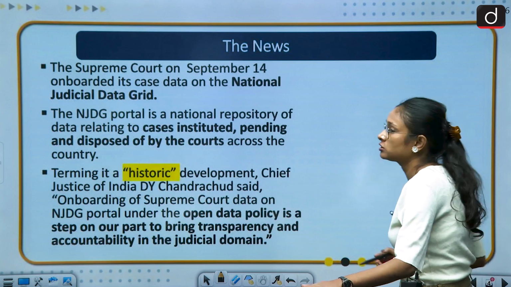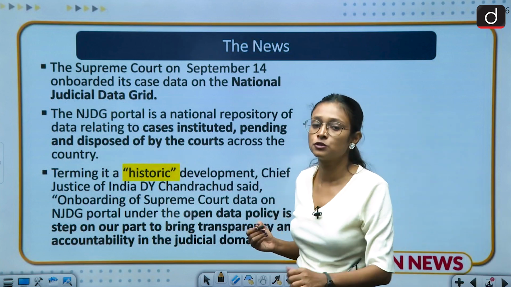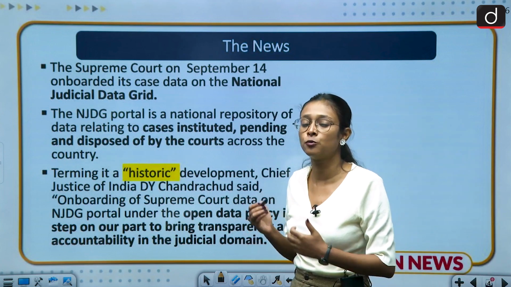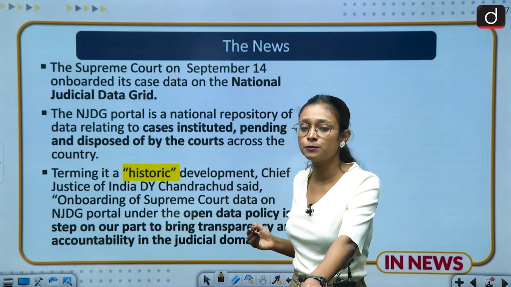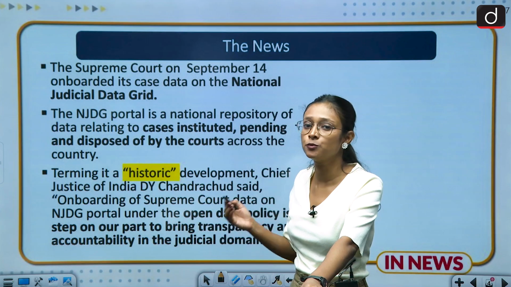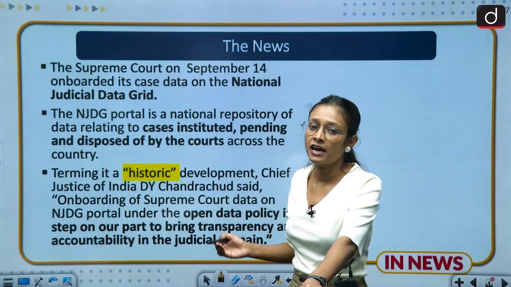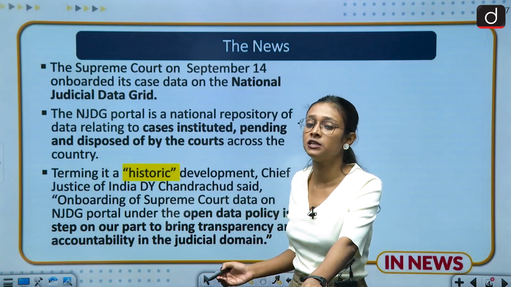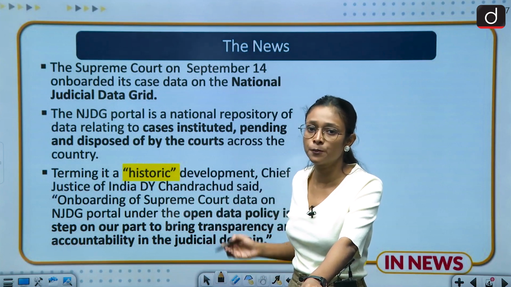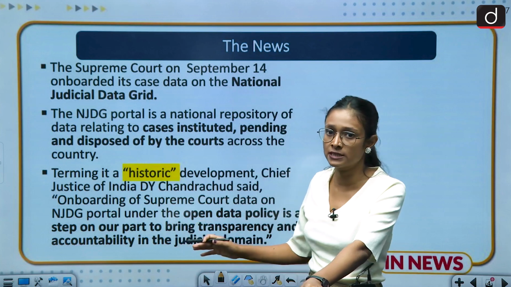So what happened on 13th or 14th of September: the Supreme Court of India has onboarded its data on the National Judicial Data Grid, and this has been marked as historic by the Chief Justice of India, who says that it ensures accountability and transparency in the Indian judicial system. So this is the brief news we are going to discuss in today's lecture.